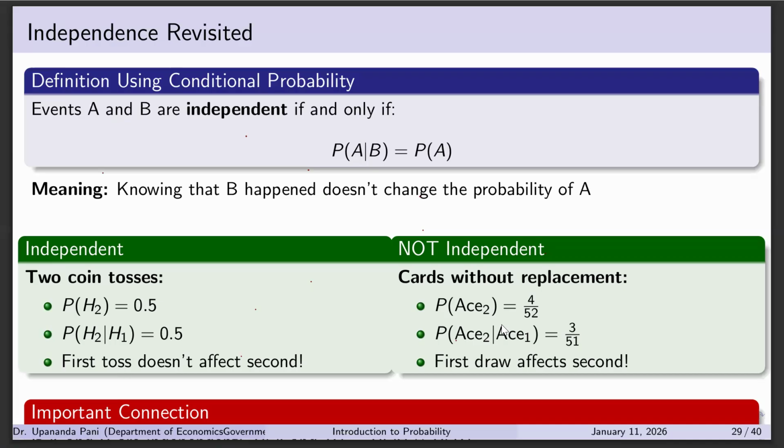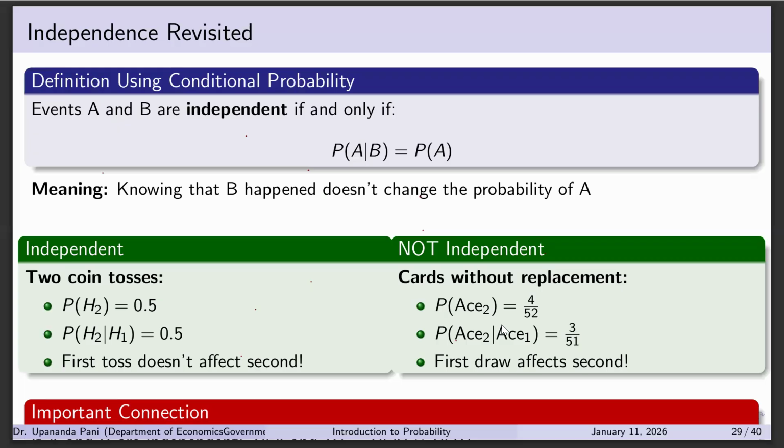Let's say there are two coin tosses. Probability of H2 is 0.5. Probability of H2 given H1 is 0.5. It means the first toss doesn't affect the second. Not independent means cards without replacement. Probability of S is 4 by 52. Probability of S given S1 is 3 by 51 because it is without replacement. Then the first draw will affect the second.